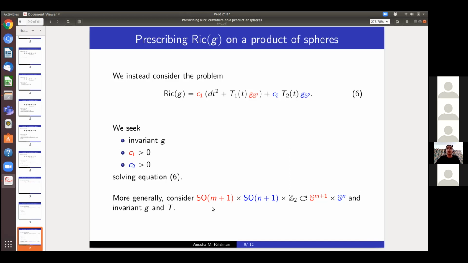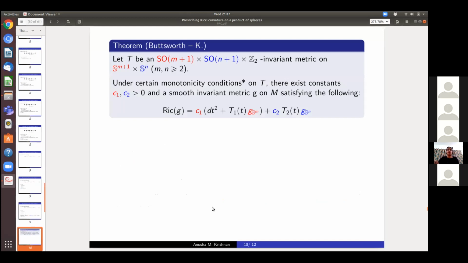So, ready to state the main result. Our main result is that we prove existence for the prescribed Ricci curvature with two scaling constants problem mentioned on the previous slide. That's basically what this theorem says: we prove existence for this modified problem under certain monotonicity conditions, and I'll mention below what those are.